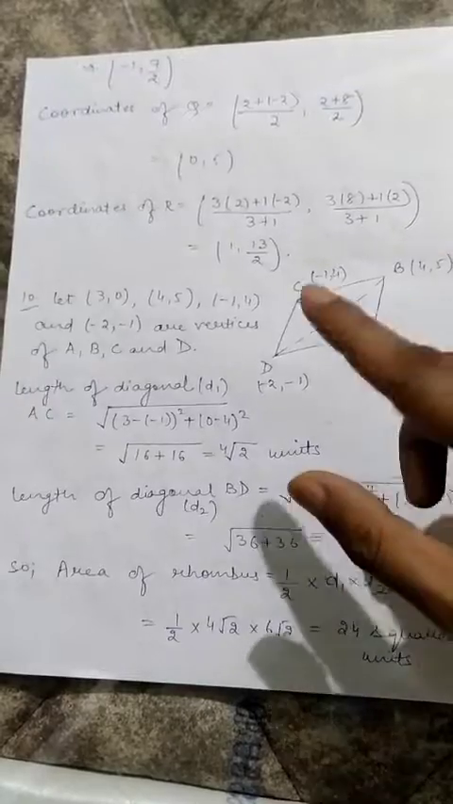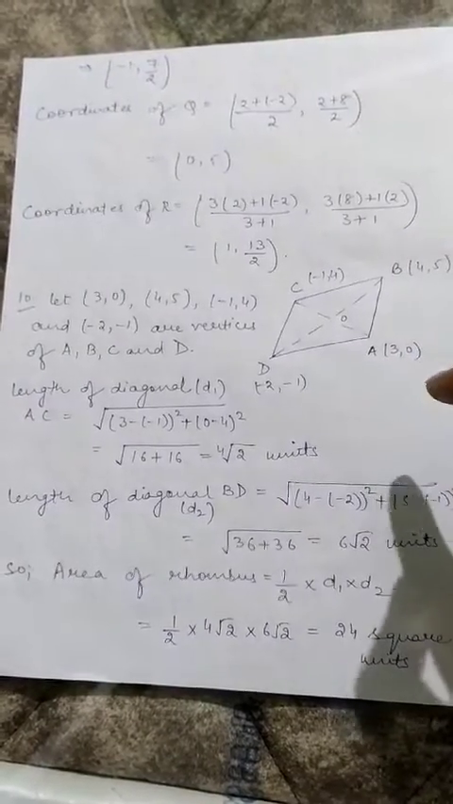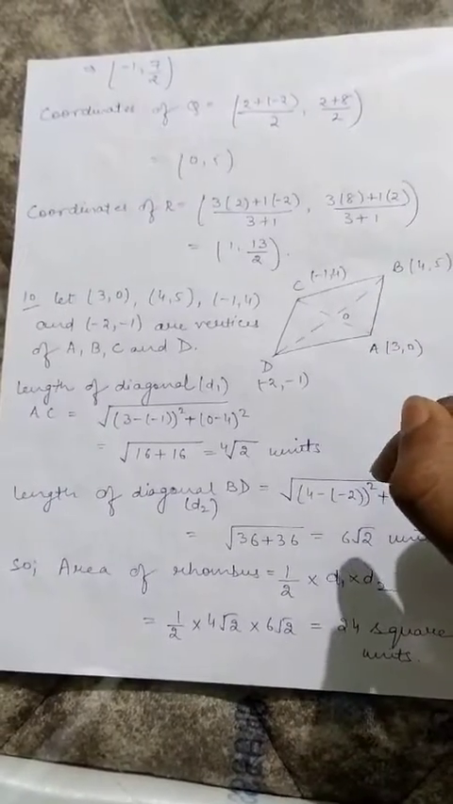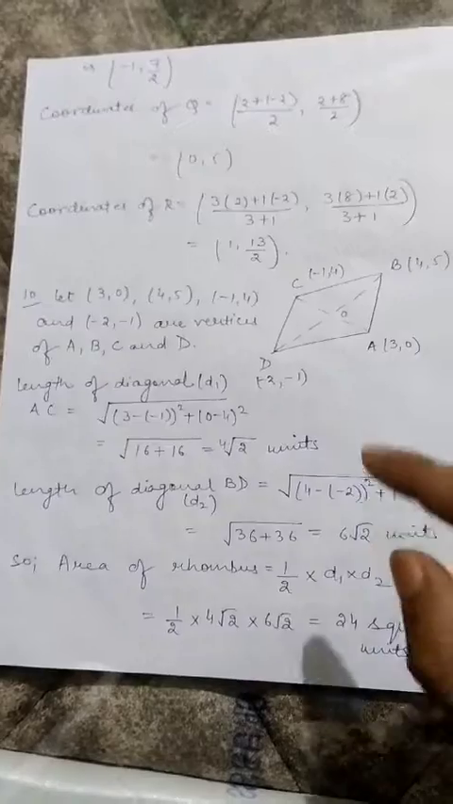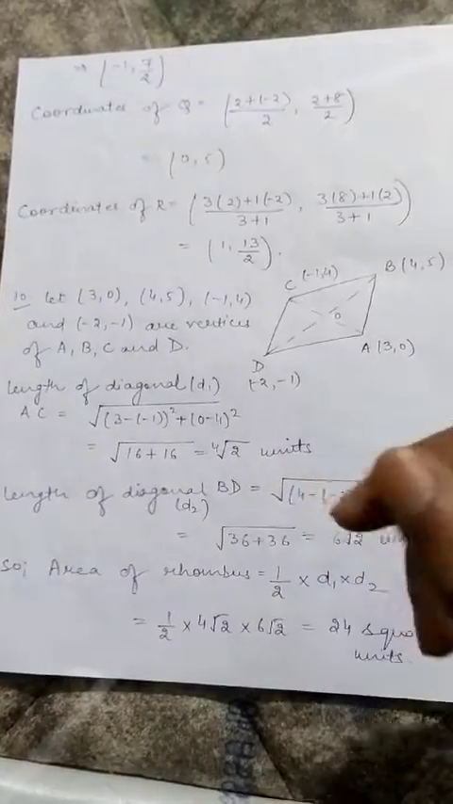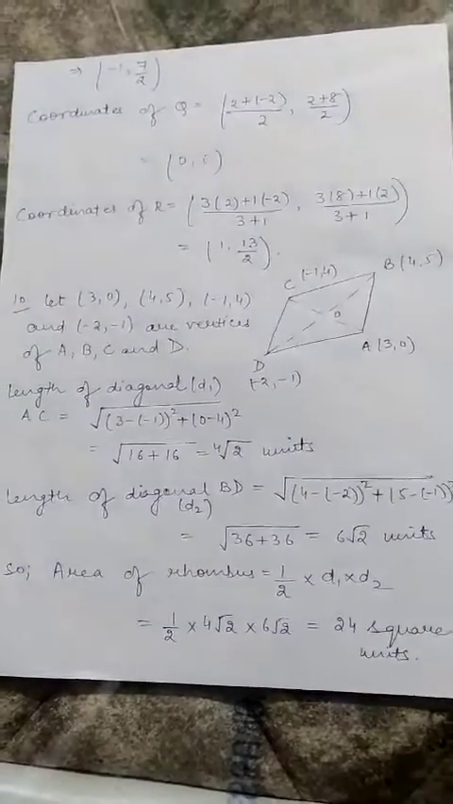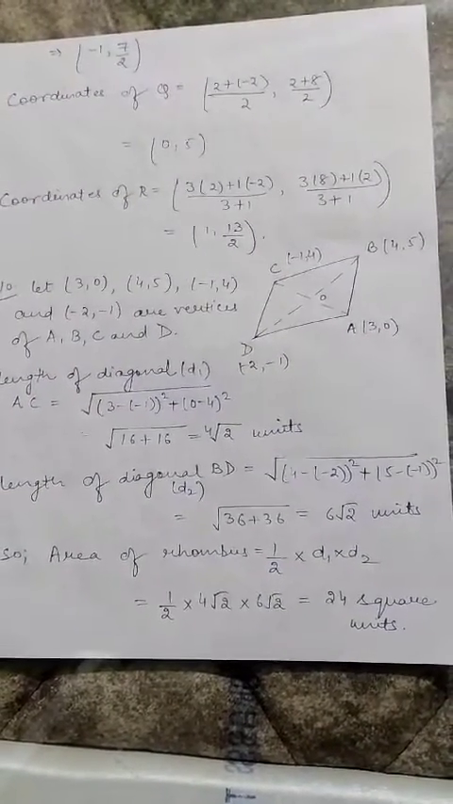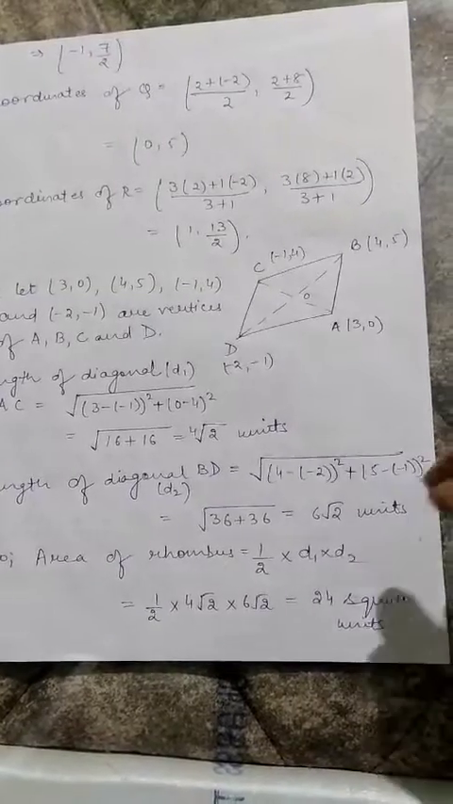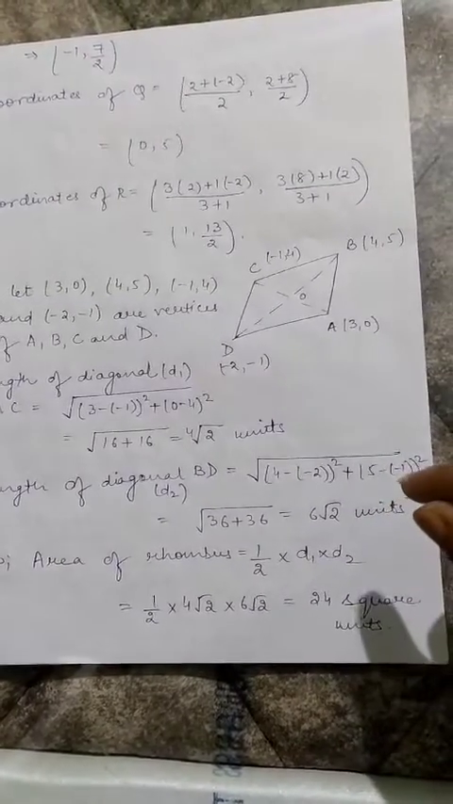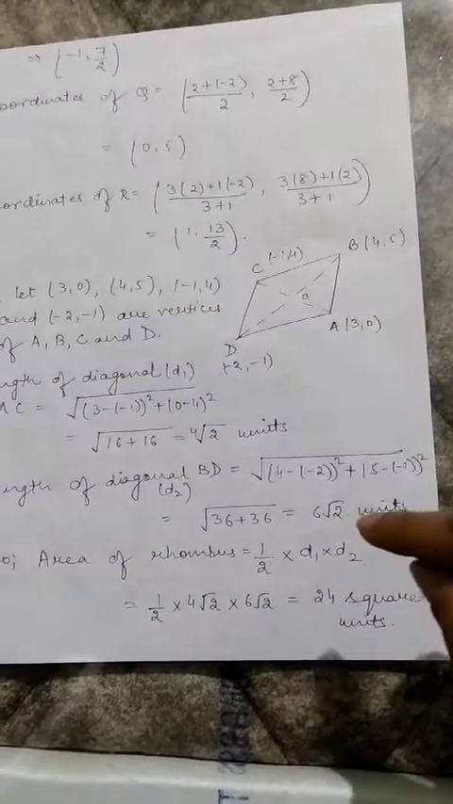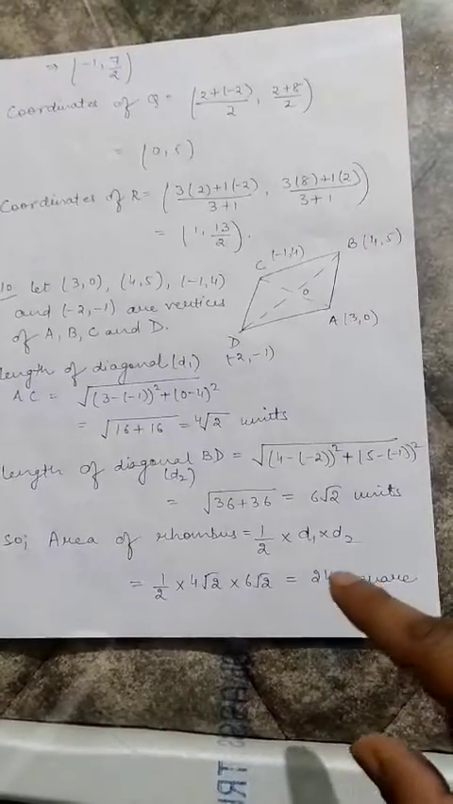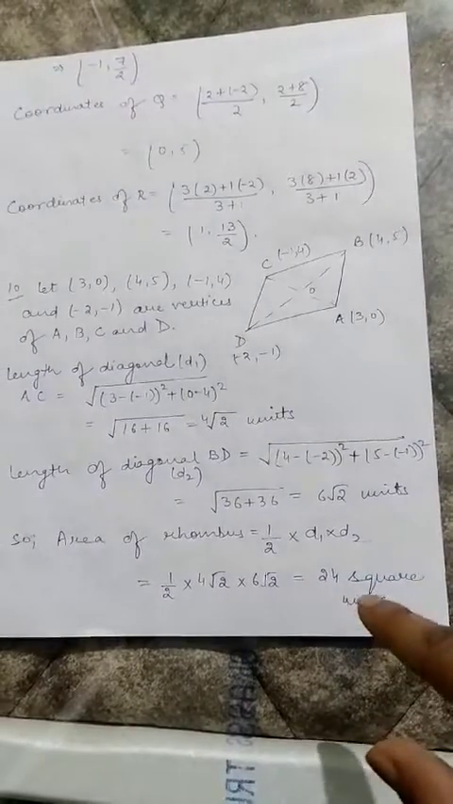Let A, B, C, D be the four coordinate points of a parallelogram, which are (3, 0), (4, 5), (-1, 4) and (-2, -1). So the length of diagonal AC is the root of (3-(-1))² plus (0-4)², which is equal to 4√2, and the length of diagonal BD is equal to the root of (4-(-2))² plus (5-(-1))², that is equal to 6√2 units. So the area of the rhombus is half times the product of the diagonals, which is equal to 24 square units.